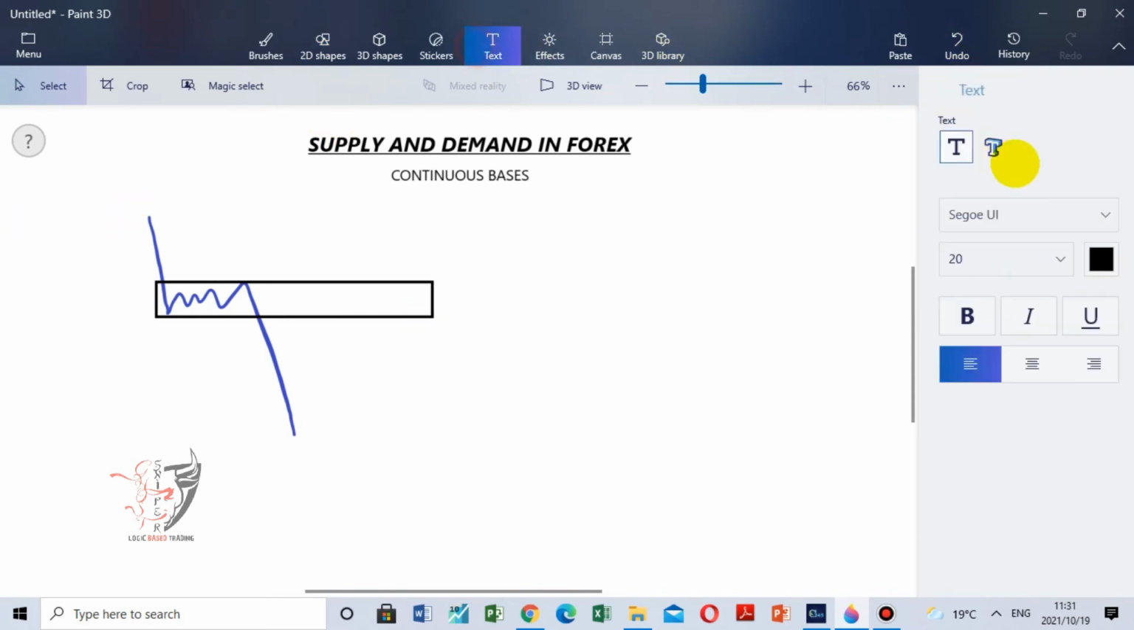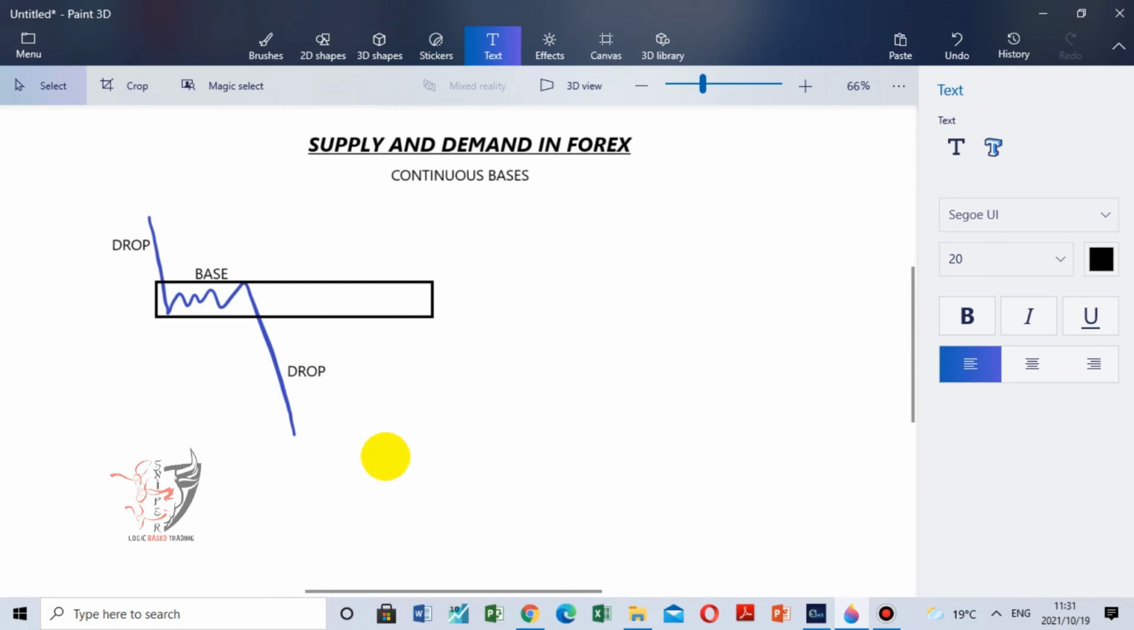So this here is what we call your drop base drop. This will be your drop, and also this will be your base, and you also have a drop again.